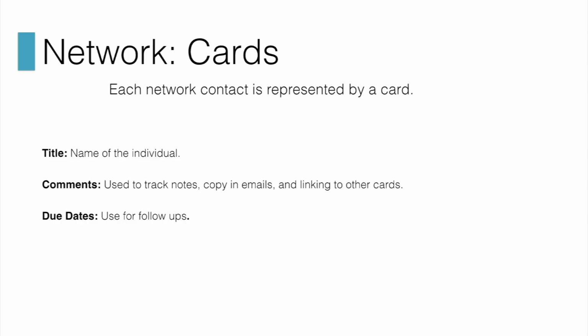Now within the network board, we're going to have cards. Those cards are going to each represent people in your network. So each network contact is represented by a card. And we're going to primarily use 3 different fields. The title field will be used for the name of the individual. The comments section will be used to track notes, copies of emails, and linking to other cards if you want to. And then also the due date field, so that you can use that for any follow-ups that you have.